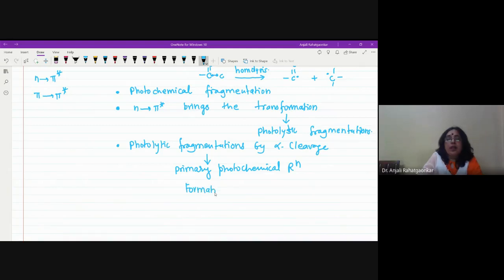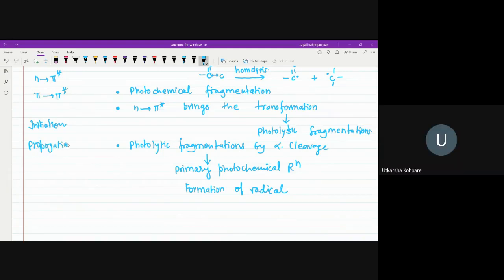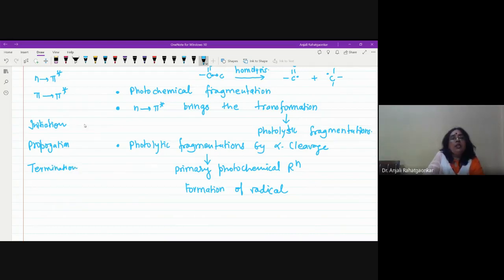radicals. Now once radicals are formed, as we know that every reaction has initiation, propagation and termination. Initiation we have done, and for the propagation part, once there is a formation of radical in the first primary photochemical reaction, then it starts propagating. And after that you will get the termination.